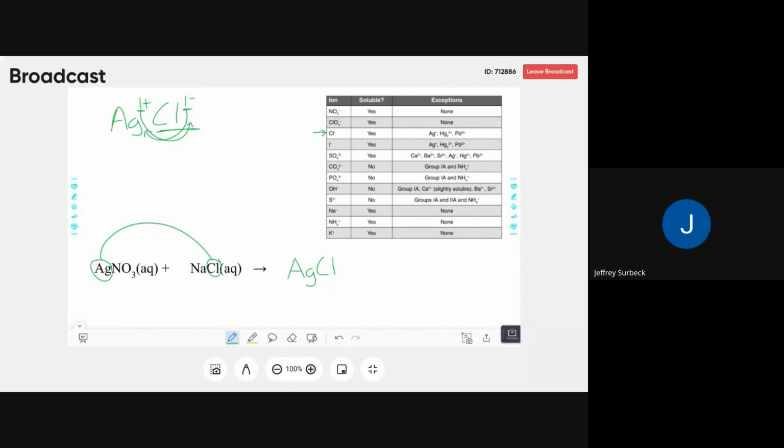So we have Ag 1+, mercury 2+, and then lead 2+. Is Cl in our scenario combined with one of those exceptions? Yes. It's combined with Ag, which means it's no longer soluble, and it sounds weird saying it's not soluble. That forms our solid. So if it's no on this chart, it's not soluble. That is our solid. I don't expect you to know all that, but we would form AgCl as a solid.